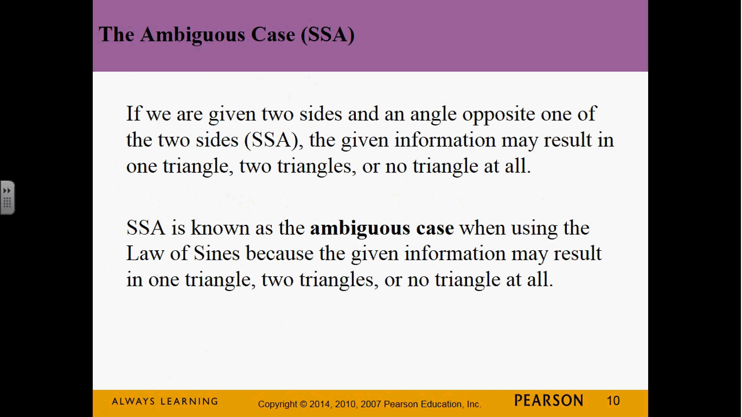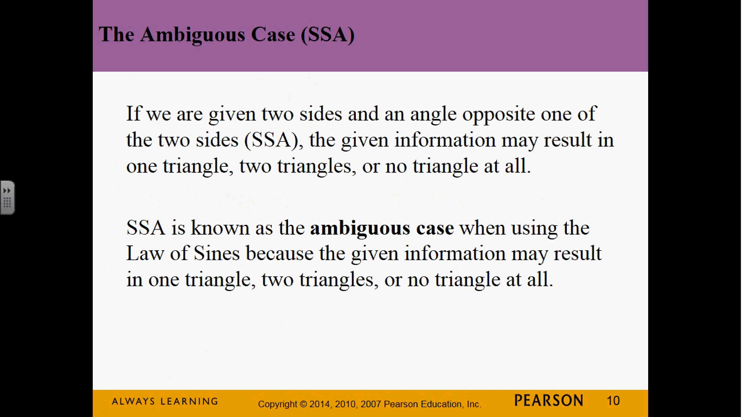All right, so now we want to talk about something called the ambiguous case. If we're given two sides and an angle that is opposite one of those two sides, the SSA, it's possible that we might not get a triangle at all. It's possible we might get two triangles. This is why we call it the ambiguous case, because we don't really know for sure how many triangles there are. But we can use some information to determine how many triangles there are.